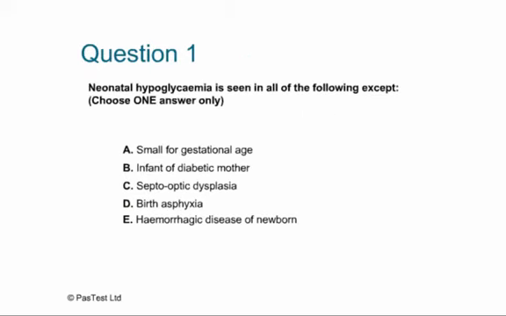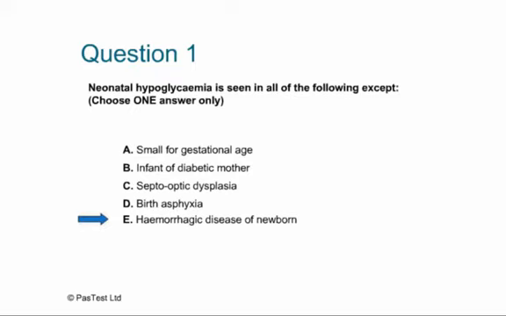So let's start with a question. Neonatal hypoglycemia is seen in all of the following except: A. Small for gestational age, B. Infant of diabetic mother, C. Septo-optic dysplasia, D. Birth asphyxia, E. Hemorrhagic disease of the newborn. And the answer is E, hemorrhagic disease of the newborn.